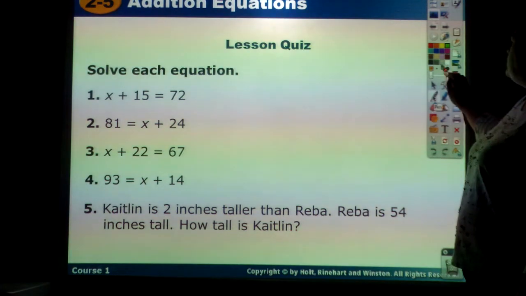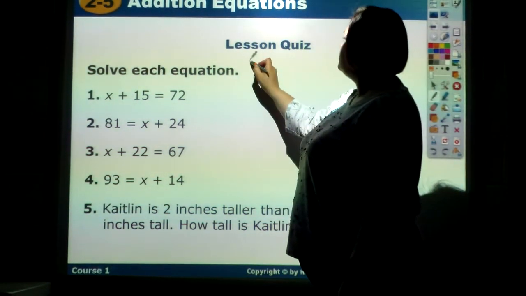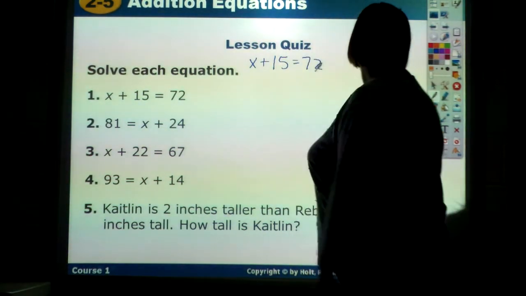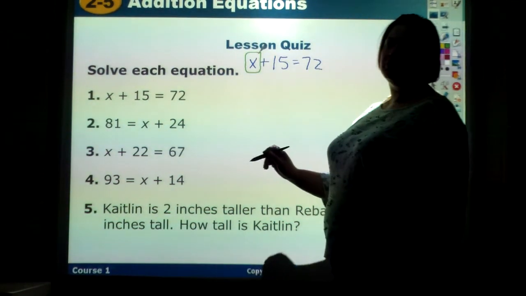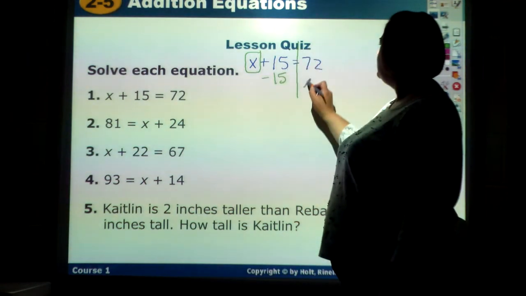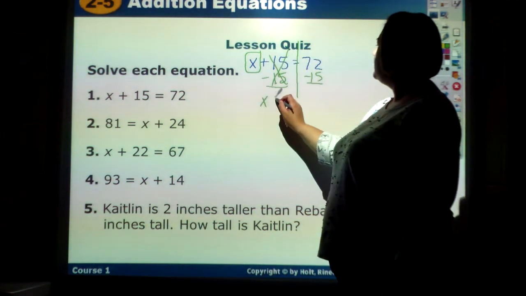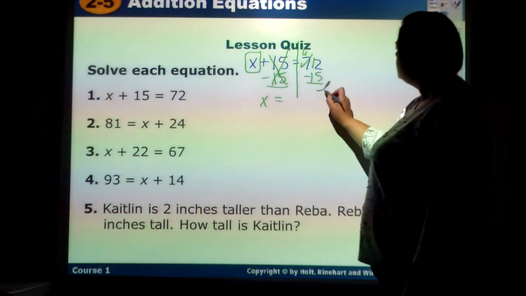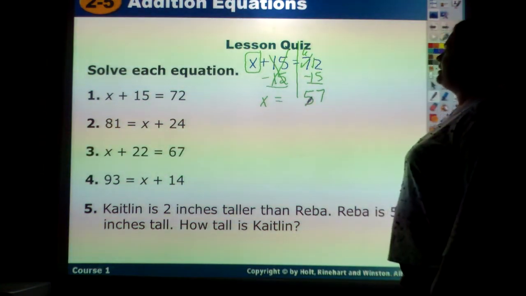Okay, let's take a look at these. Let's try these equations. x plus 15 equals 72. So first we're going to isolate the letter, or the variable. We have plus 15, we need to get rid of that, so minus 15 on both sides of the equation. That cancels out. I'm left with x equals 72 minus 15, 7 and 5. So x equals 57.